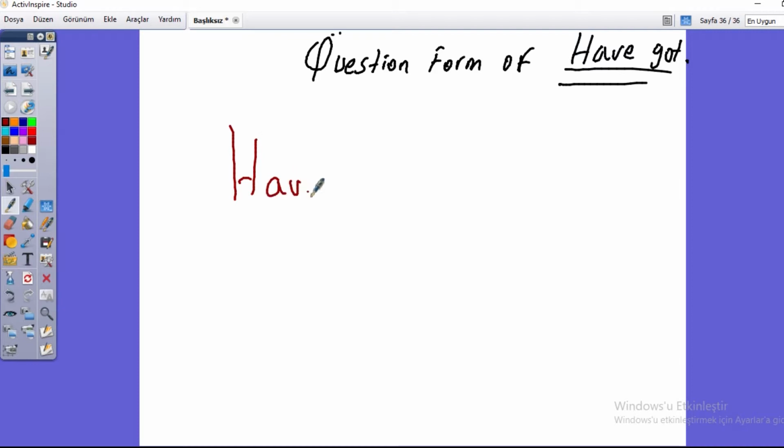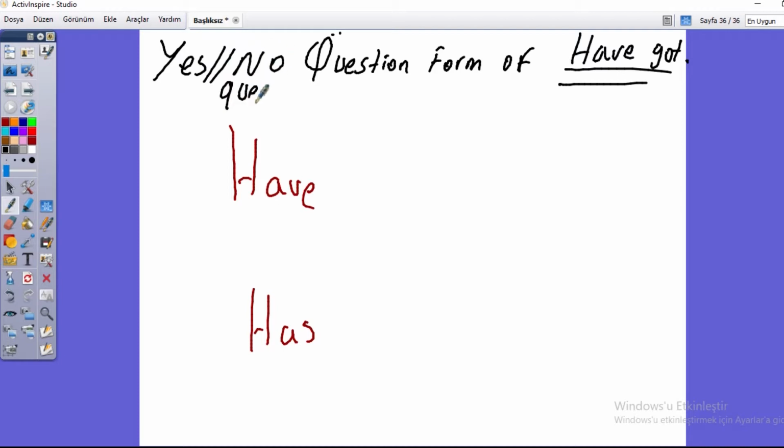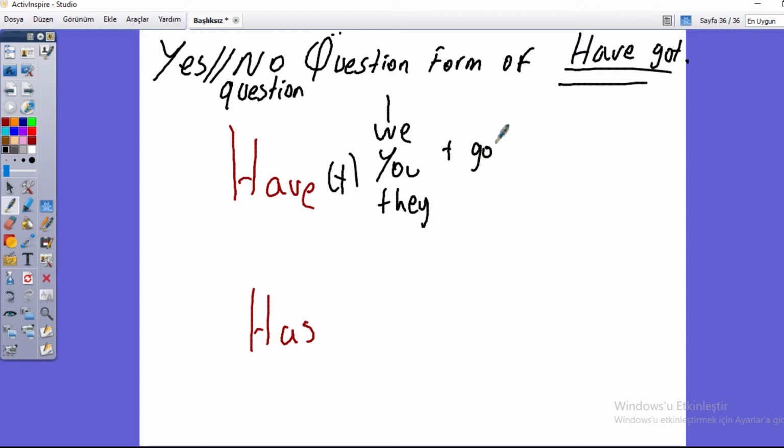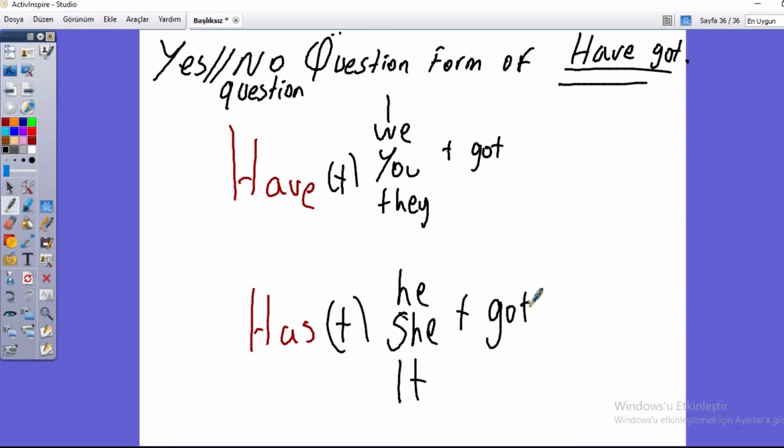Have and has come in the first place. And these are yes-no questions. Have and the subject pronouns I, we, you, and they. Plus we can use got. It is optional. And the singular subject pronouns he, she, it, plus we use got. For example, have you got a car?